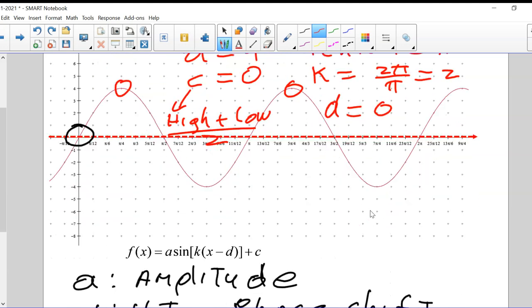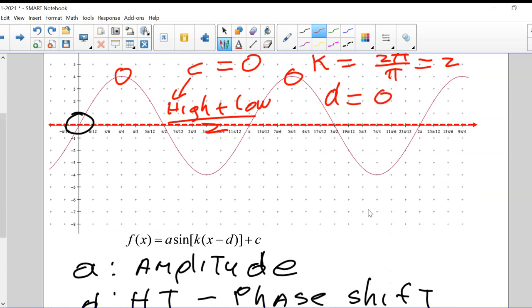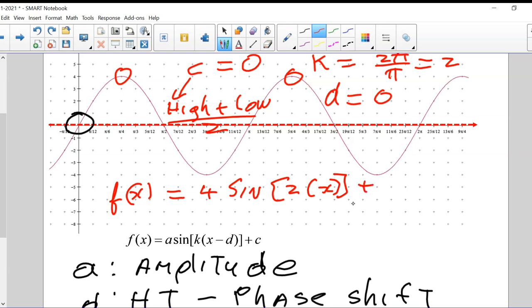So I'm now ready to write my equation for this particular function. That equation would be f of x equals 4, that was my a value, sine 2, that's my k value, x. There's not minus anything in this case, so I'll just close it off, plus nothing. So in fact, I don't even need that plus anything. Let me erase that.